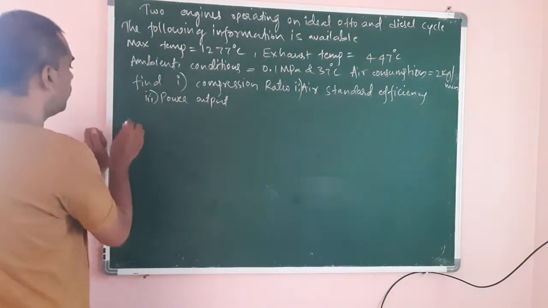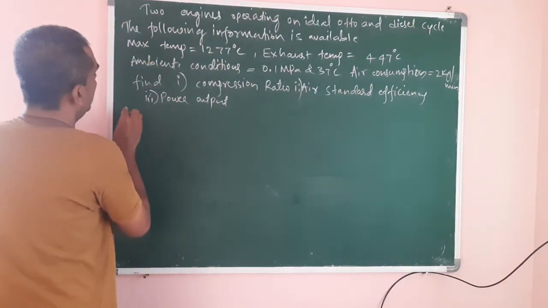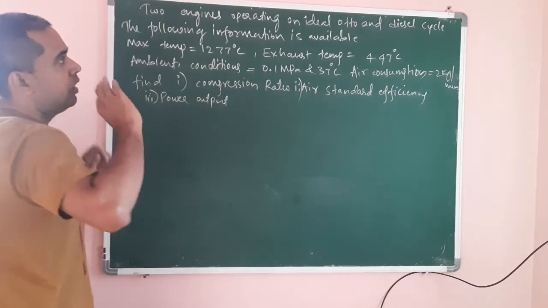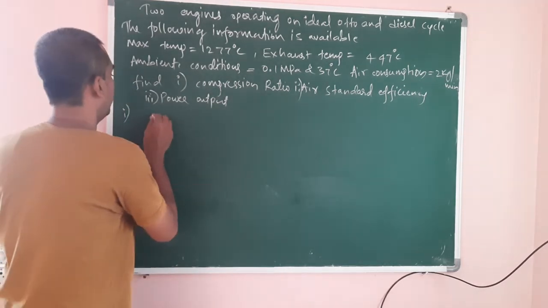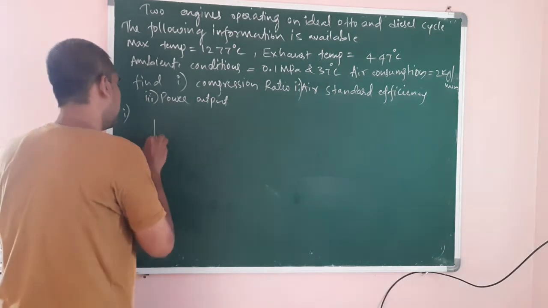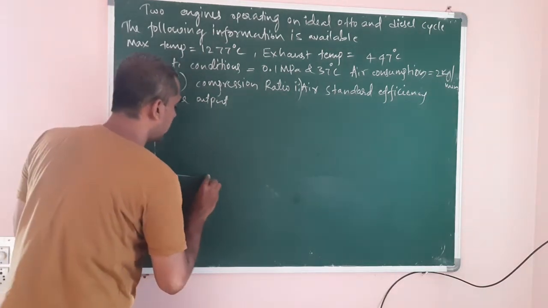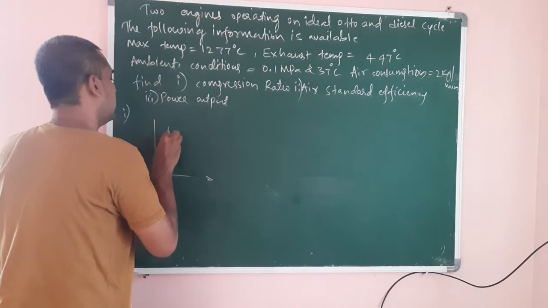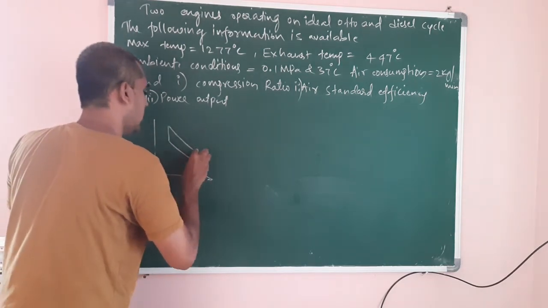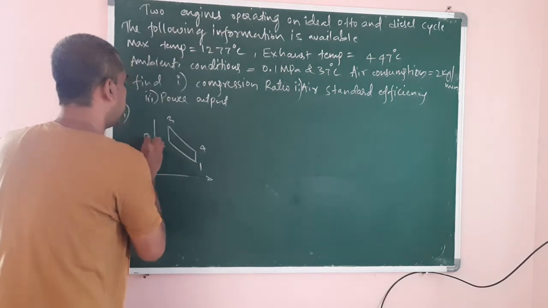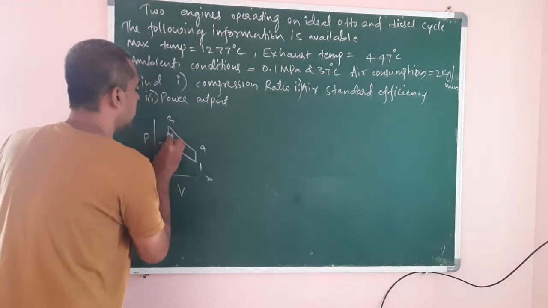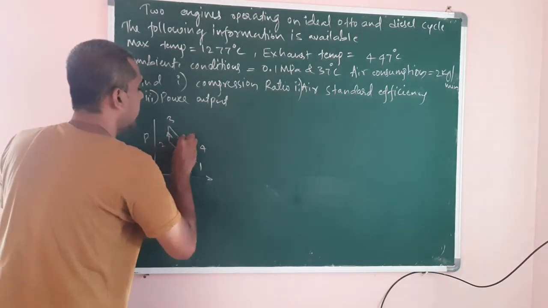Now, first we will calculate for the Otto cycle. They have given that for both engines, Tmax is the maximum temperature. Otto cycle looks like this, with points 1 to 2, 2 to 3, 3 to 4. This is a PV diagram for the Otto cycle. Heat is added at constant volume in an Otto cycle.